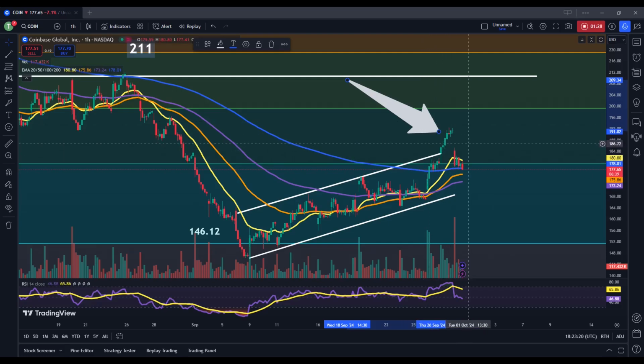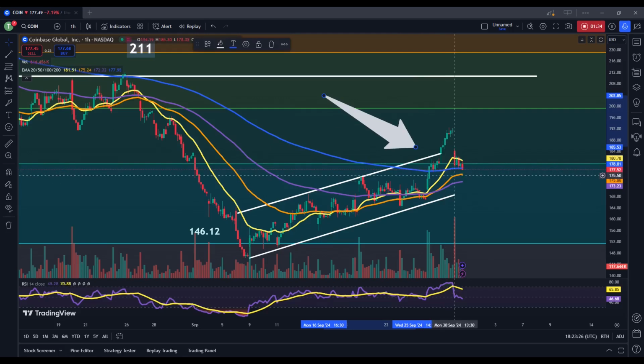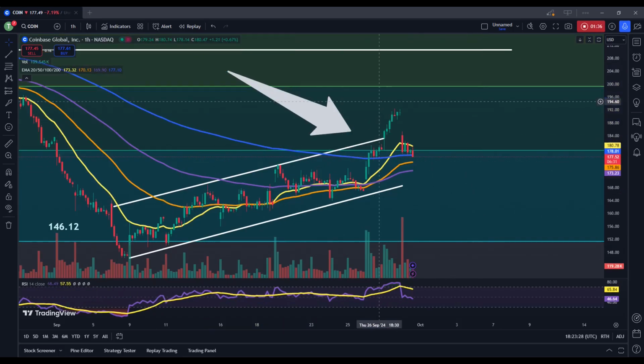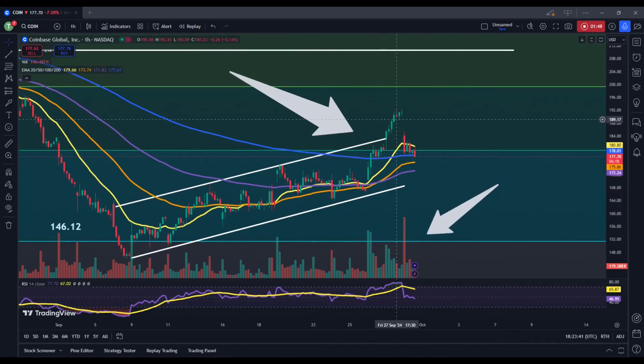But then what we've seen here today is a bit of a price gap to the downside, and we are starting to move back inside of that channel. So this really does raise some questions about whether or not this was a false breakout to the top side. What does this information really tell us? We already had a bullish channel. Why is the stock breaking above there and then falling back inside of that channel?